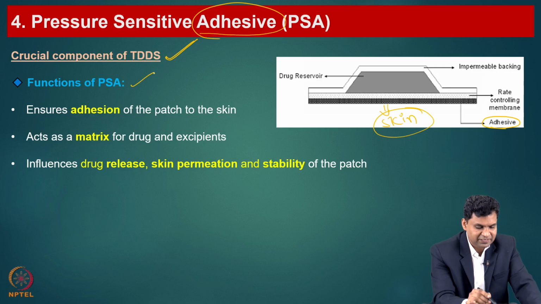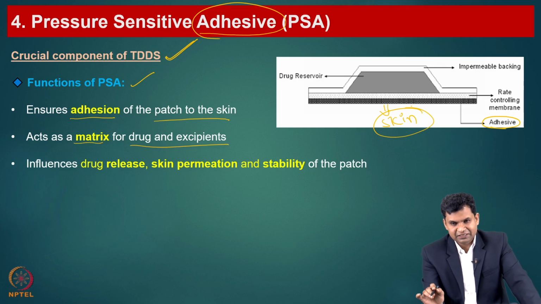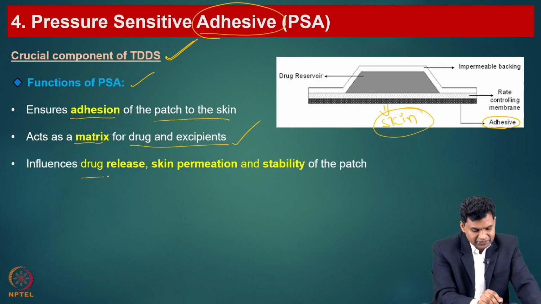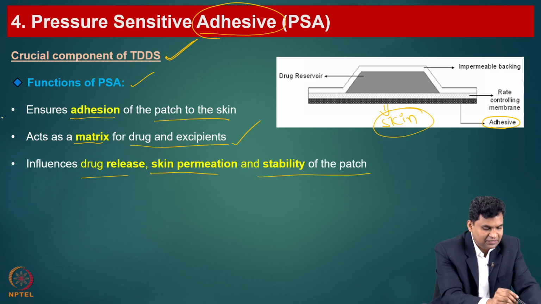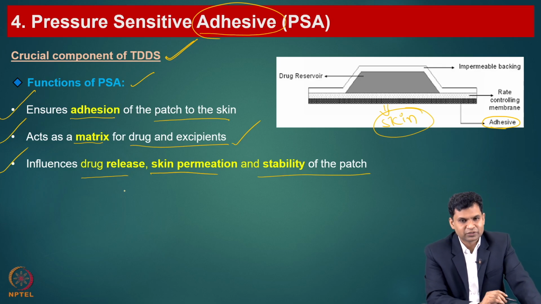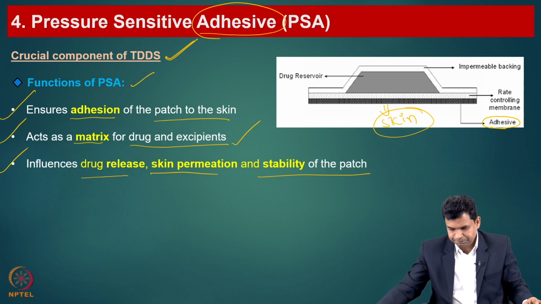So, what is the function of PSA? It ensures the adhesion of the patch to the skin, and it will act as a matrix for the drug and the excipient. There are cases where we prepare an adhesive-based patch, or the drug is loaded in the adhesive. In such a case it works as a matrix system, and it also influences the drug release, skin permeation, and stability of the patches. So, it has three different roles: adhesion as well as matrix system, and it also helps with drug release, permeation and the stability of the patch.